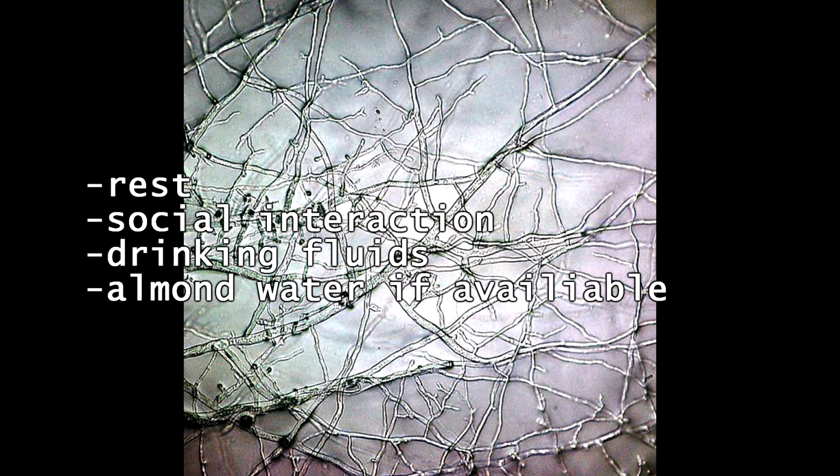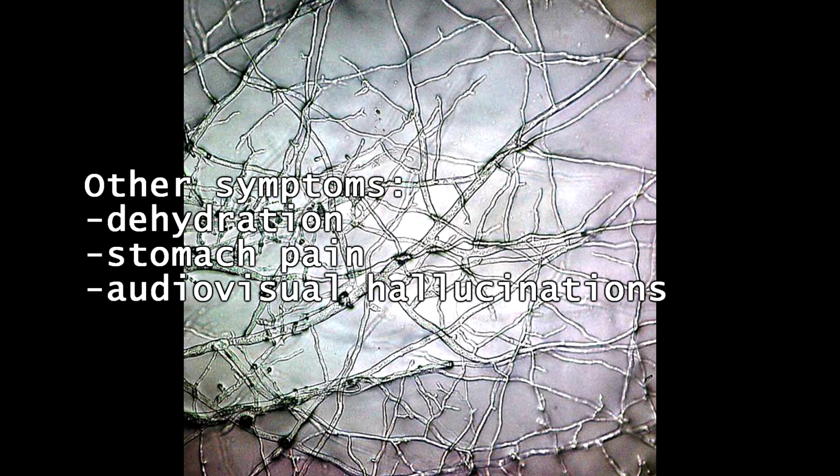While the disease is lethal, it is not an instant death sentence. It can be treated by resting, interacting with others, and drinking plenty of fluids. Almond water can help too. While there are several different strains, other symptoms of the virus can include dehydration, stomach pain, and audiovisual hallucinations. There are three main stages to the virus following initial infection. If the disease goes untreated for about 100 hours, the infected will die.